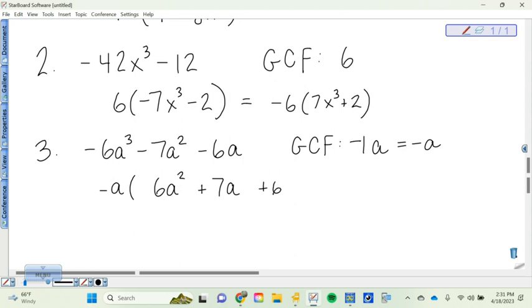Okay. And these are really nice because you can always check your work. If we redistribute, then I should end up back where I started. So negative a times 6a squared is negative 6a cubed. Negative a times 7a is negative 7a squared. Negative a times 6 is negative 6a. So I end up where I started if I redistribute it back out. So that means you can always check your work.